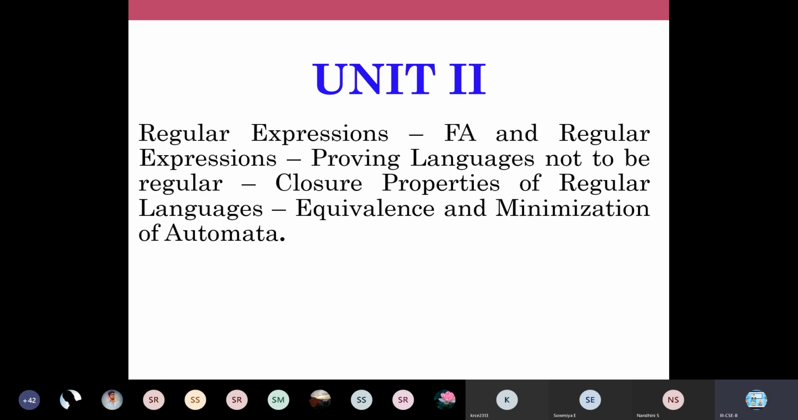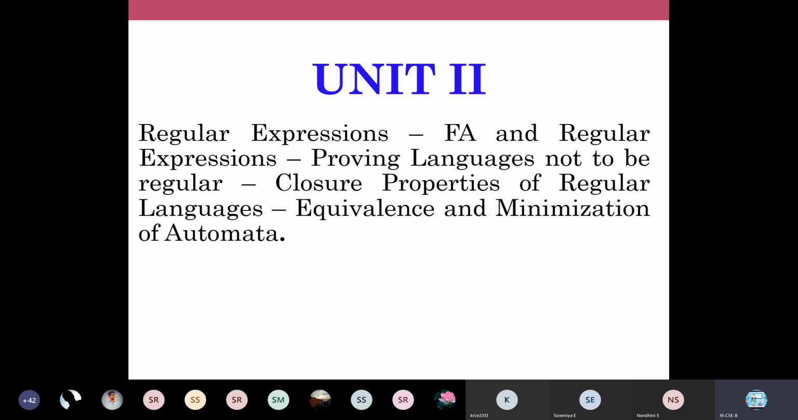Yesterday we saw some introduction. So these are the topics we are going to see in our second unit. We'll be seeing what is a regular expression and some simple problems of regular expressions, how to define regular expressions for any particular language. That we'll see in the first part.